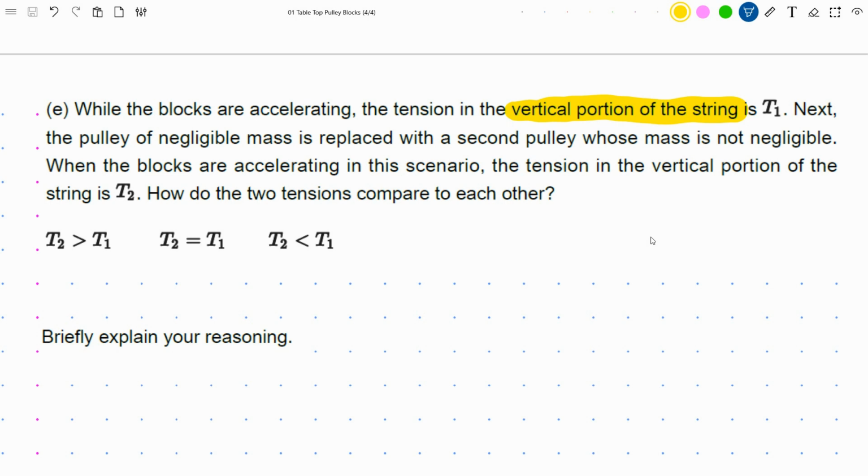When the blocks are accelerating in this scenario, the tension in the vertical portion is T2. Okay, so let's think of T1 as the case where the pulley is idealized, and T2 as the new case, in which the pulley has a mass that can't be ignored. How do the tensions compare to each other? They're basically giving us a multiple choice question within. We're going to have to choose which of these three cases: is it the same? Is the new tension greater, or is the new tension less?